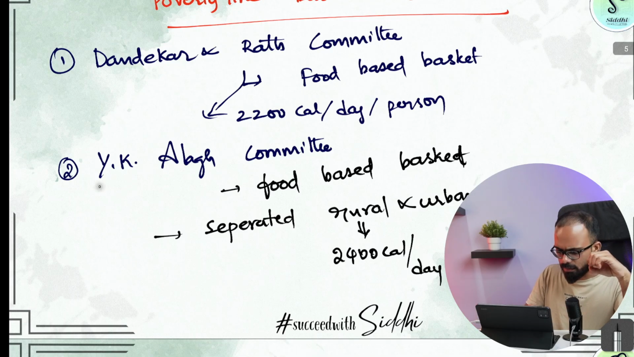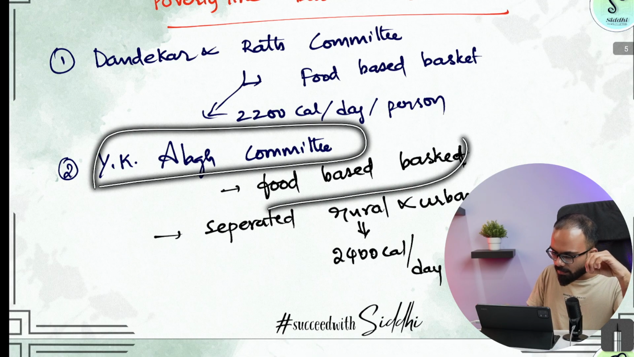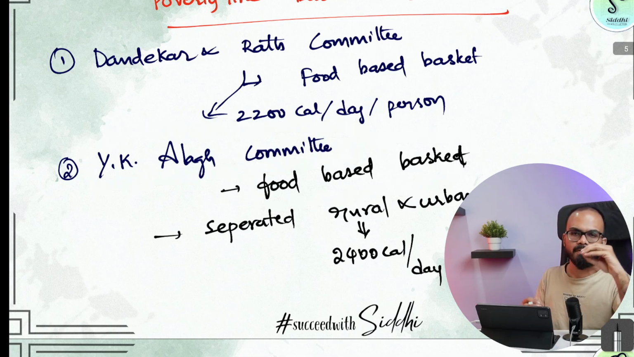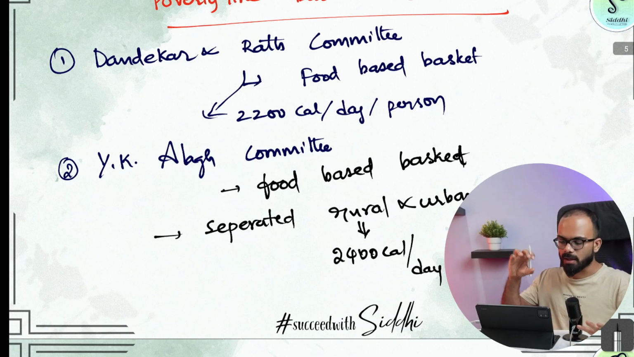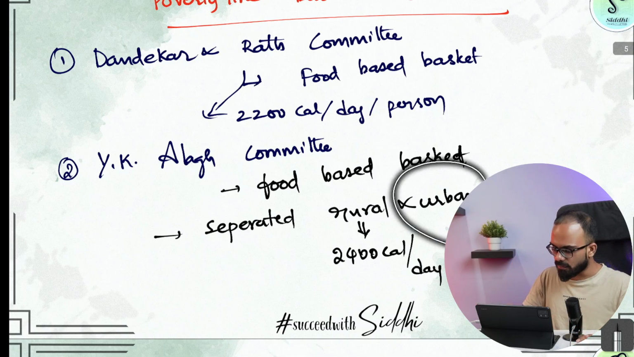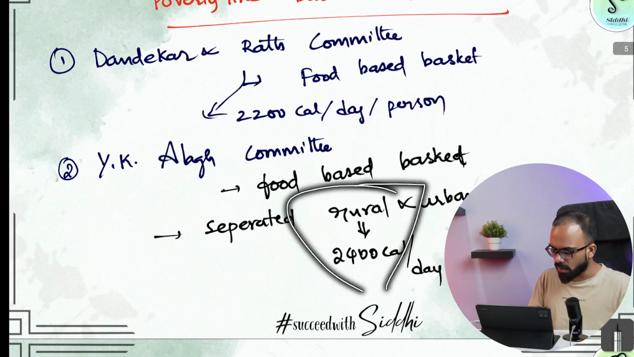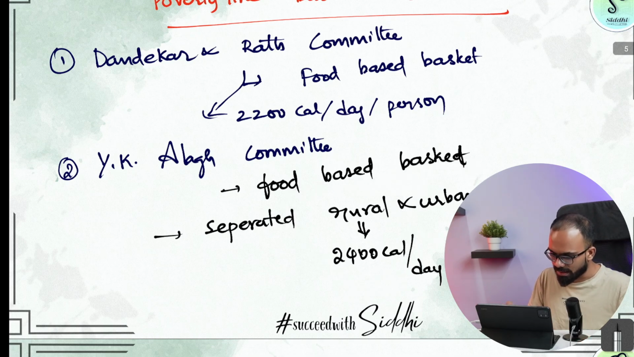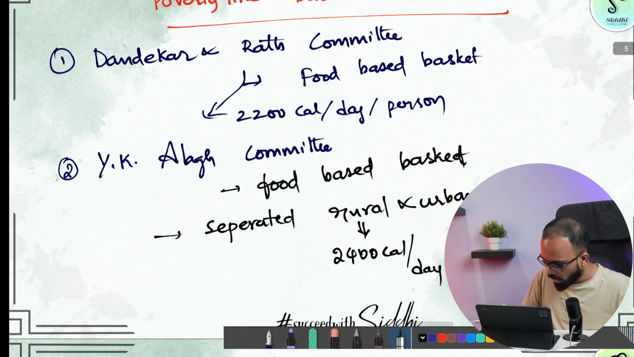The next committee is YK Alag committee. This committee also continued saying that a food basket is the base for us to measure poverty. Now, one improvisation that was done by this committee is that they separated the rural requirement and the urban requirement. And they said that for urban requirement, 2000 calories are needed, whereas for rural requirement, 2400 calories are required per day per household. So, that is the error that I made here.